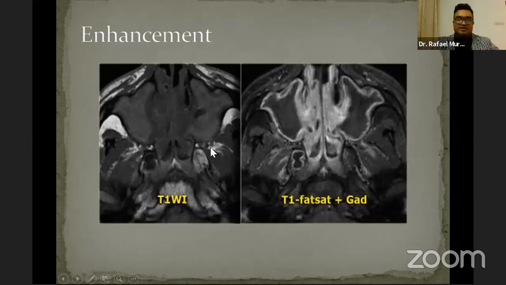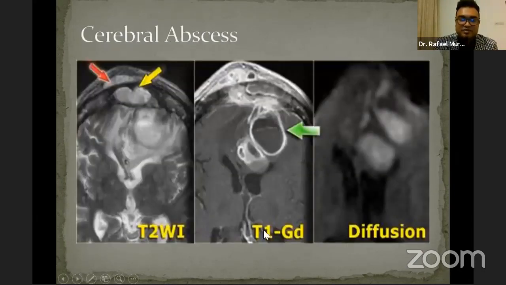So here we can see a very extensive case of sinusitis. In the T1 weighted image, we can see somewhat hyperintense, actually iso to hyperintense lesions in the bilateral maxillary sinus. And in the T1 fat-set gadolinium enhanced images, we can see the hyperintense images. So this is very typical.